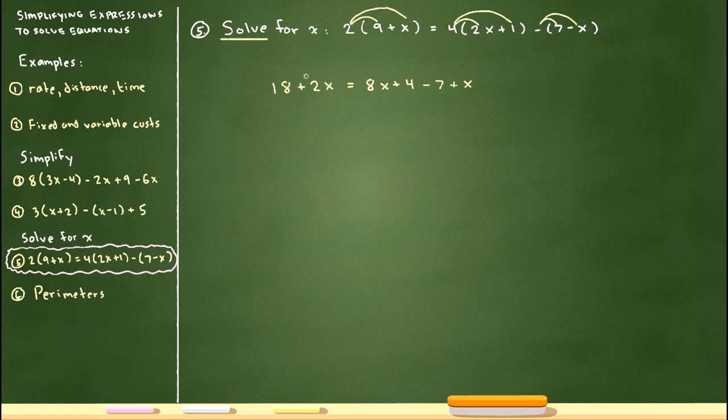terms. So over on the left side, could we combine like terms? Well, no, those are not like terms. So those have to stay separate for now. And over on the right side, we do have some like terms. We have an 8x and a positive x. So we're going to get 9x. And then we have a positive 4 and a negative 7, so we should get negative 3.